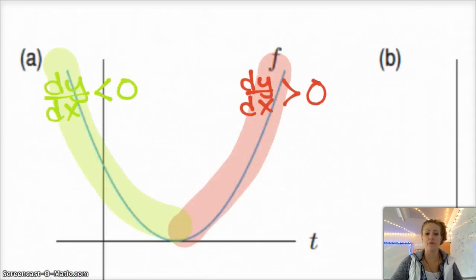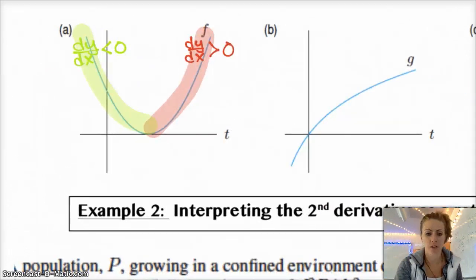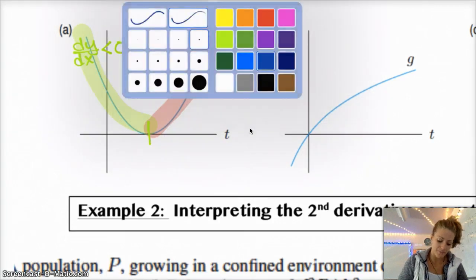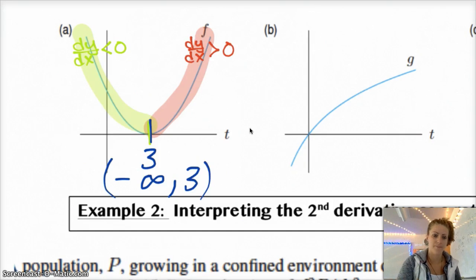So if I'm asking for what x values, or on what interval, this is true, we would need to know what value this is, because it's decreasing before it and it's increasing after. So let's pretend that number is 3 or something. So we would say that the function is decreasing from negative infinity to 3, and it's increasing from 3 to positive infinity.